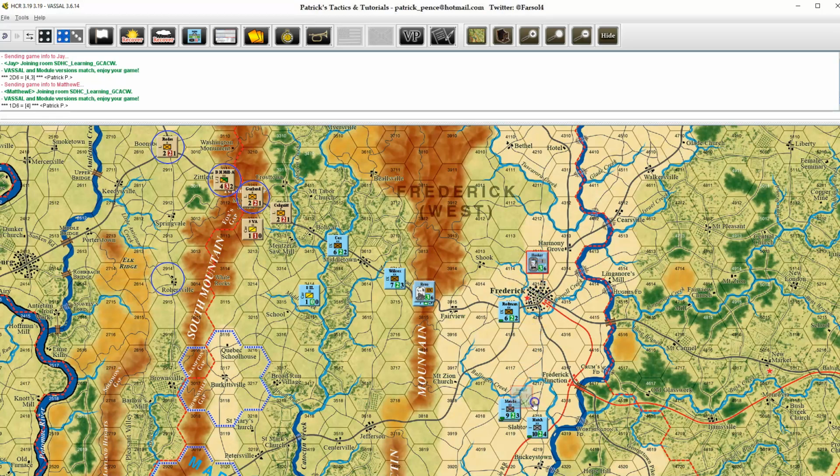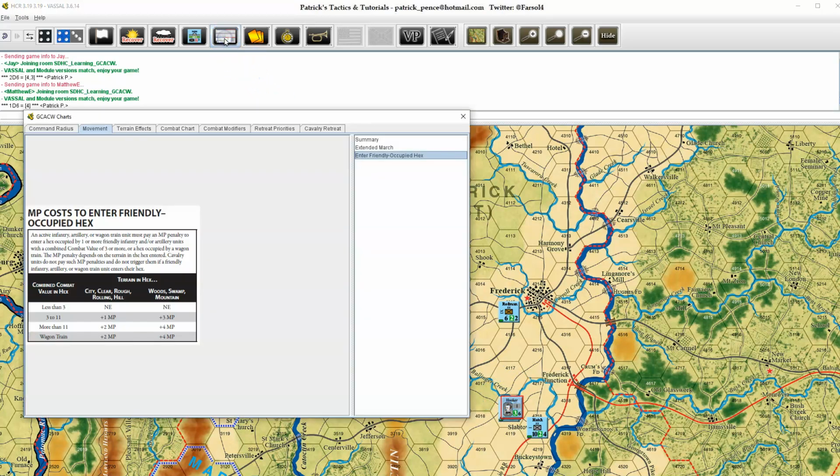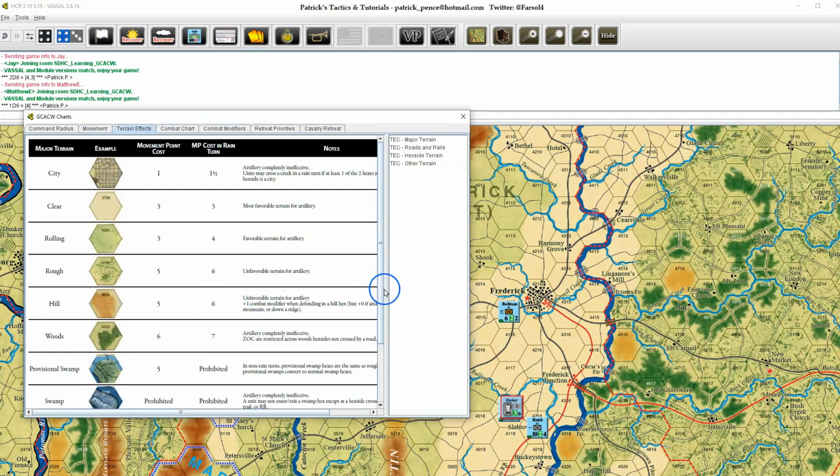Okay, and Hooker would be attached to one of those, so I moved him just for demonstration, but he would be attached to one of the divisions and he will move along with them. So that's how movement works. If you try to move overland, well, it really just depends on the terrain effects chart. The clear is 3, rolling is 3, but then it gets pretty expensive.